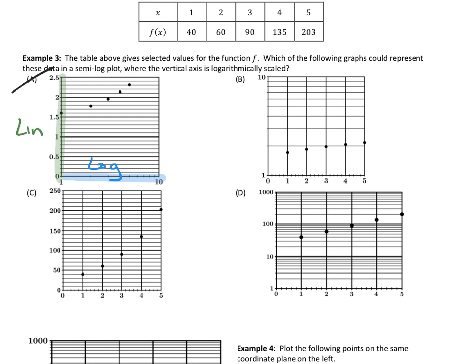Let's look at answer choice B. For the x-axis, is it linear or logarithmic? Linear. For the y-axis, is it linear or logarithmic?